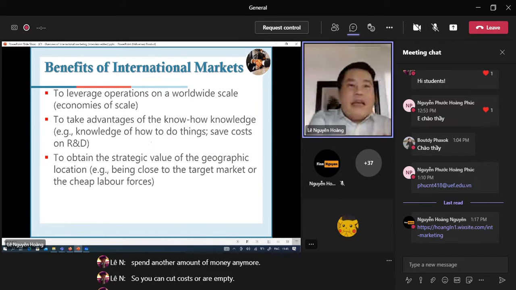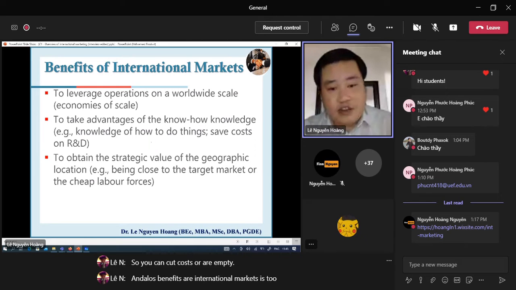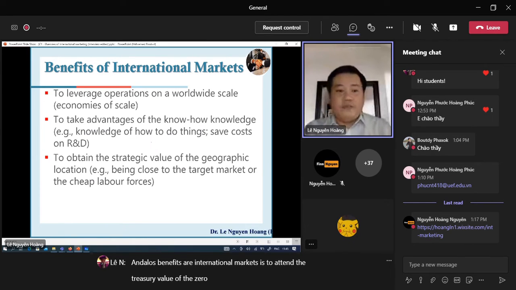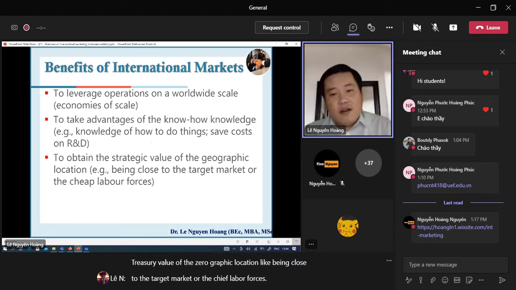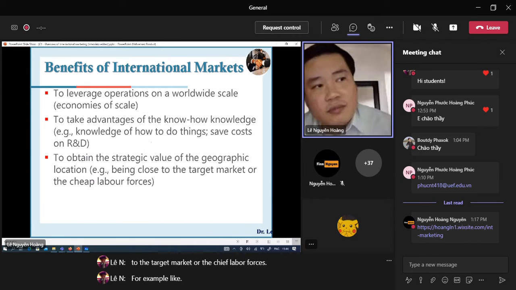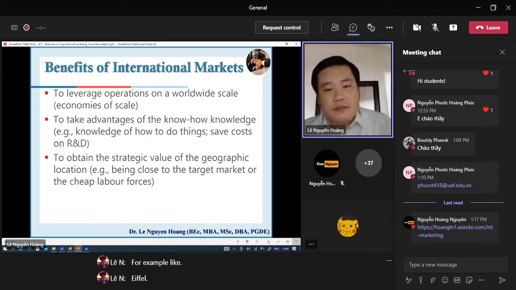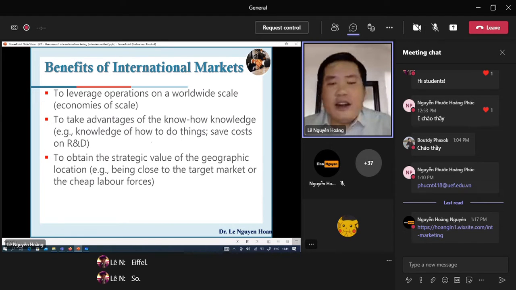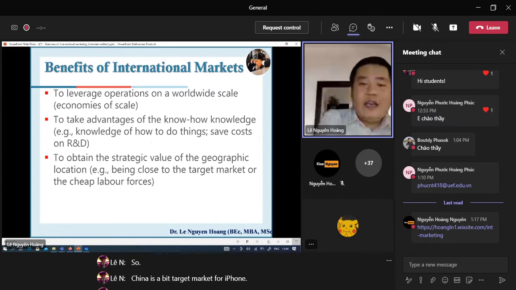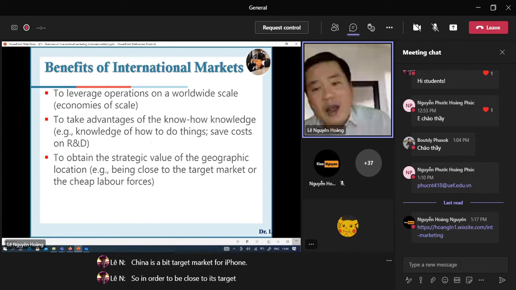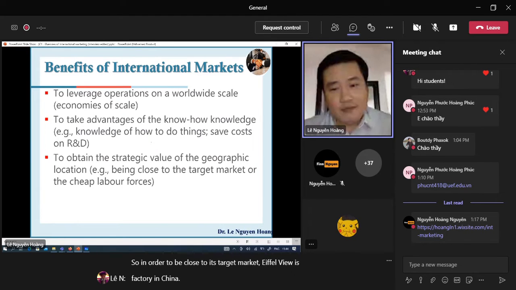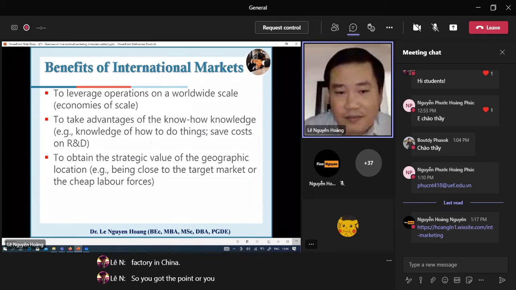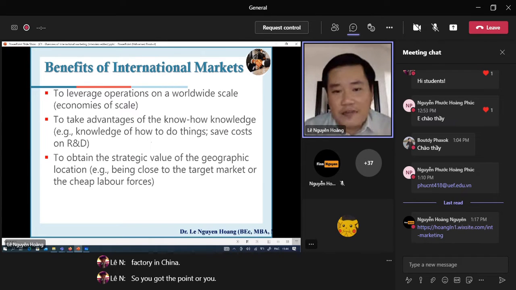And the last benefit of international markets is to obtain the strategic value of the geographic location, like being close to the target market or the cheap labor force. For example, iPhone. China is a big target market for iPhone. So in order to be close to its target market, iPhone built its factory in China. So you got the point, are you? Okay.